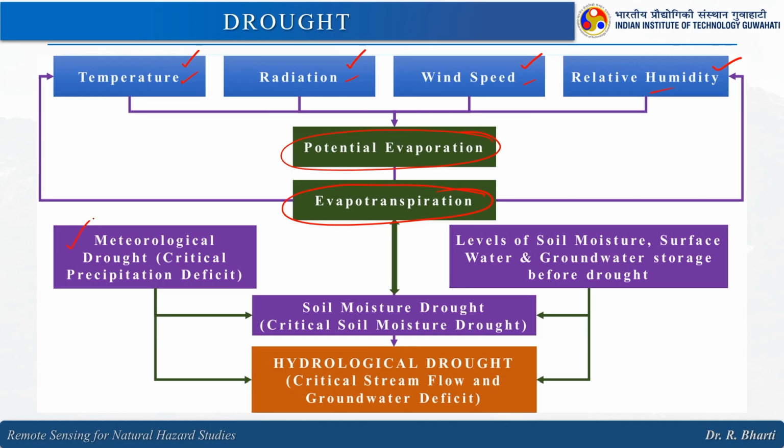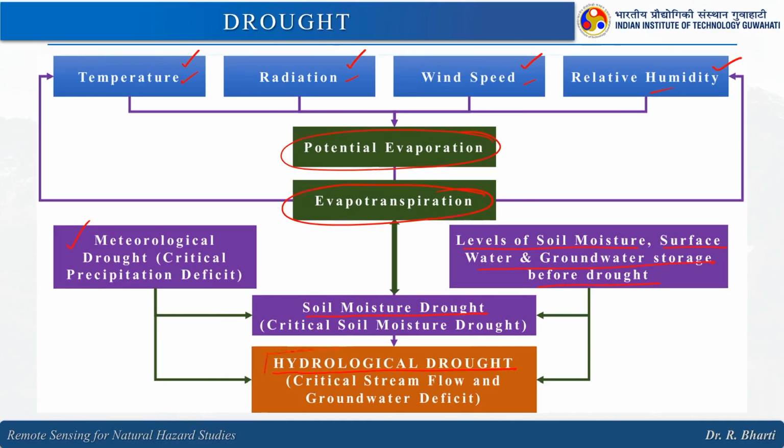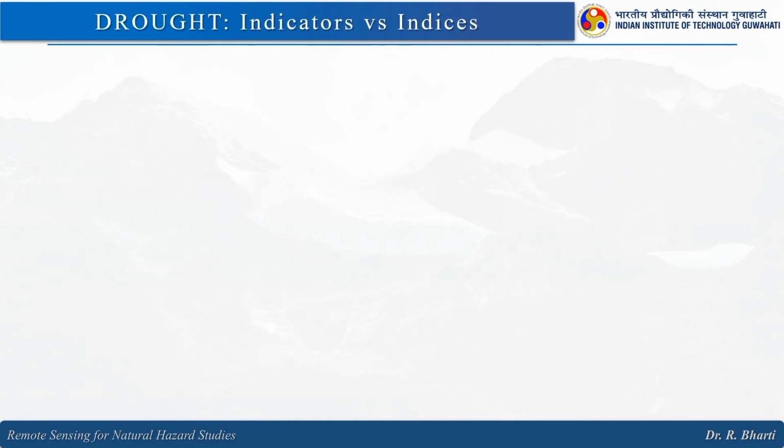Then we have the meteorological drought criteria, and the level of moisture, soil moisture, surface water, groundwater storage before drought. All of them will together go into this, and then we can identify soil moisture drought, and further we can study the hydrological drought. So, this flow chart is one of the methodologies by which you can study the hydrological drought. However, multiple flow charts or methodologies are available in published literature that you can follow.